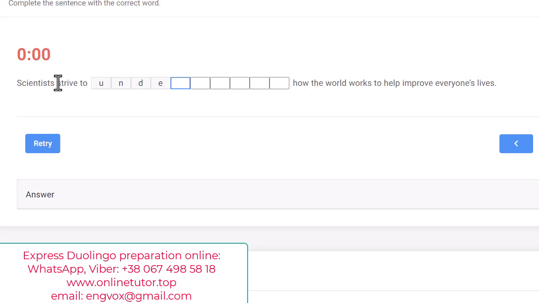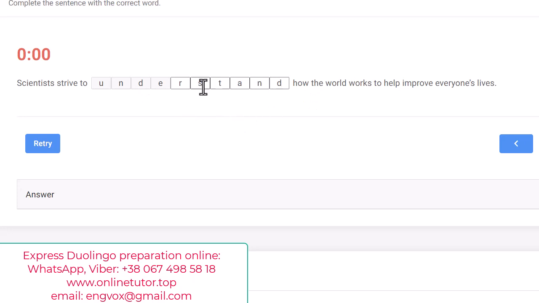Okay. Scientists strive to, and you understand 100%, it's a verb, to do something. The alternative could be like I'm going to school, yeah? I'm going to school, but after that there would be no like how the world works. For example, we go to school to learn something new or very fast. This context forbids us from understanding this as a noun. It's only a verb. Scientists strive, it means try to do something. So what do scientists strive to do? I think there is no other alternative in English, like underestimate. No, it's only understand. Yeah, understand. It's easy as a day.